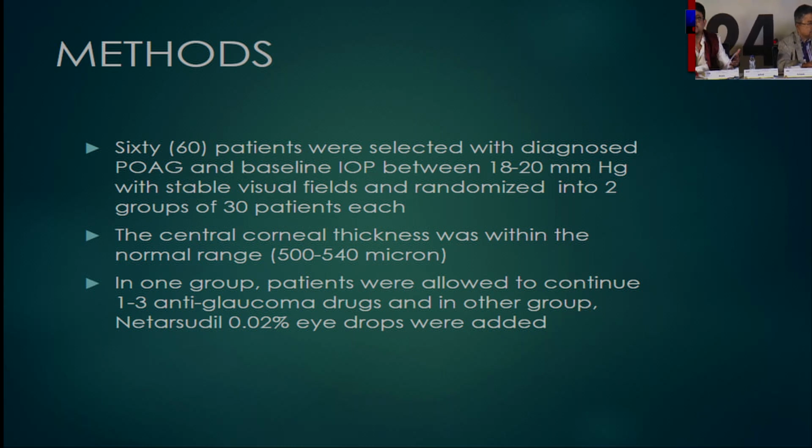For the patients using nitarsodil eye drops, the eye drop vial is labeled with a different color so that it can be identified. The central corneal thickness was within the normal range, that is 500 to 540 micron. In one group, patients were allowed to continue 1 to 3 anti-glaucoma drugs, the first line being the latanoprost group of drugs and prostaglandin analogs, and in the other group, nitarsodil 0.02% eye drops were added.